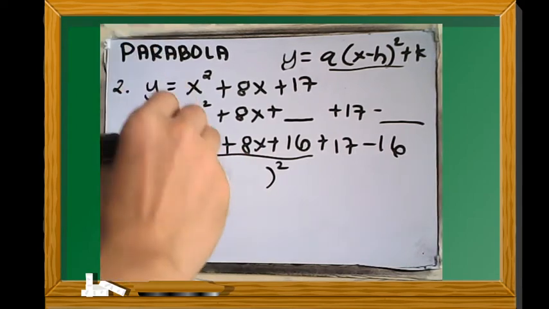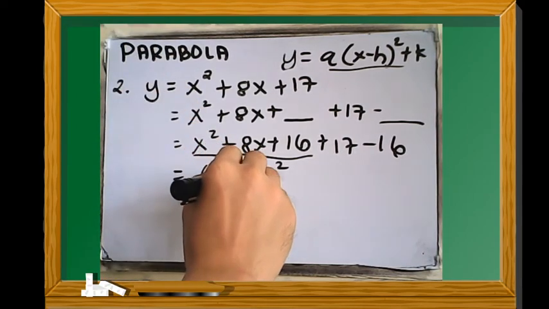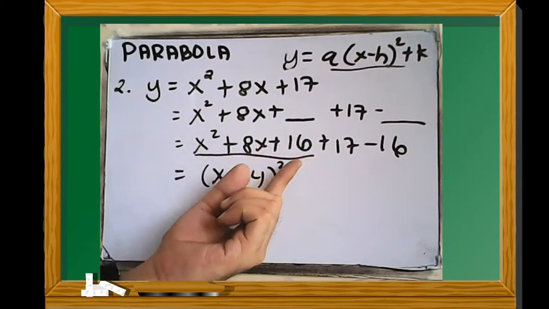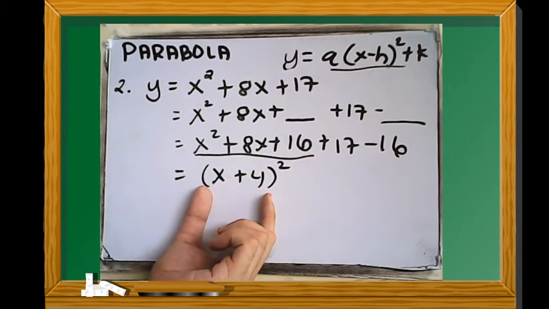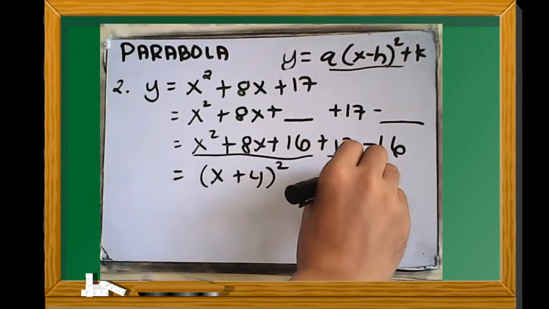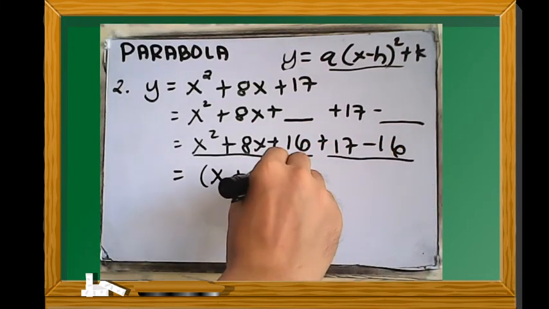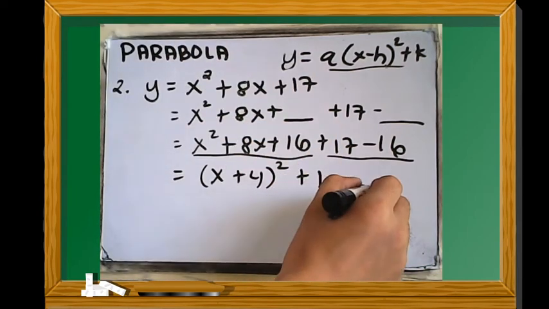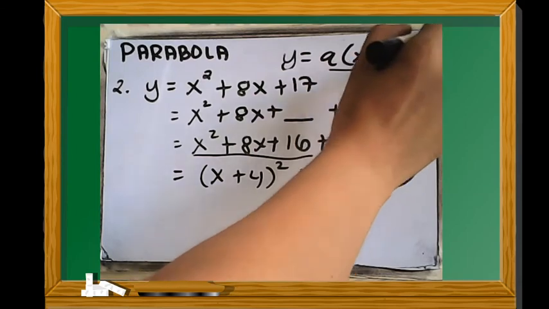Tama? So ayun lang yun. So positive 4, so plus 4. So ayan na yan. Yung perfect square trinomial, eto na siya ngayon. So that is a shortcut. And then, i-compute na natin to. 17 minus 6 is positive 1. So if you have noticed, we are already in this form.